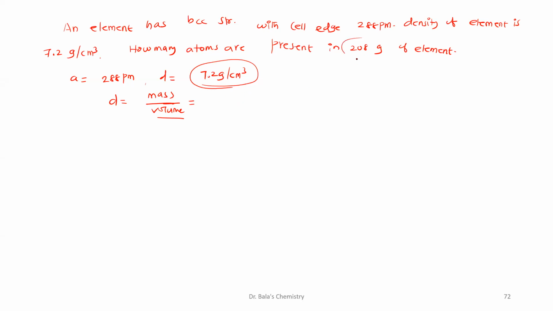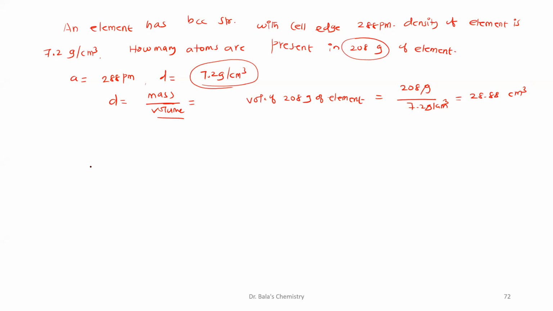They ask you to calculate the volume of 208 gram of element. So the volume of 208 gram of element is equal to mass by density. The mass is 208 gram, the density is 7.2 gram per centimeter cube. Grams cancel. You solve this and you get 28.88 centimeter cube. The volume is given in centimeter cube.